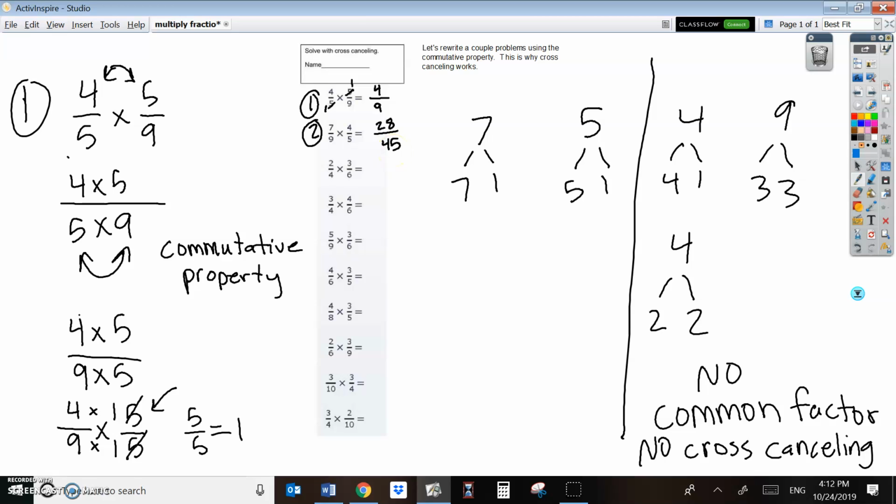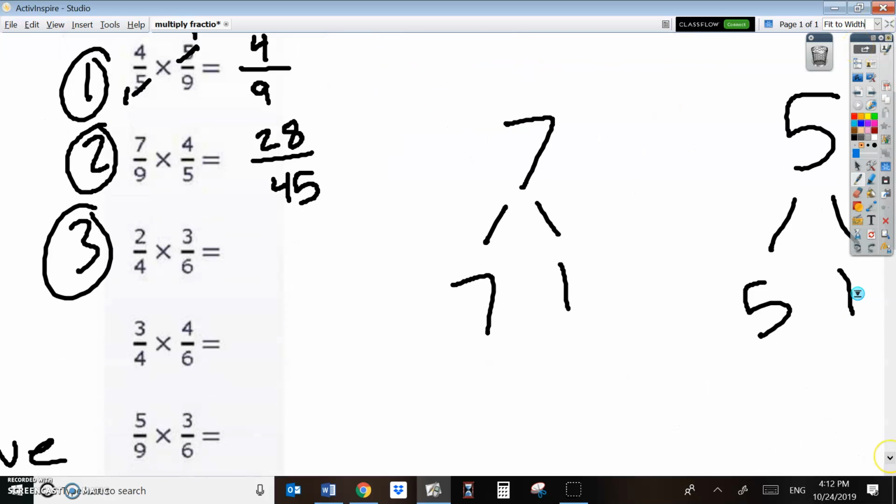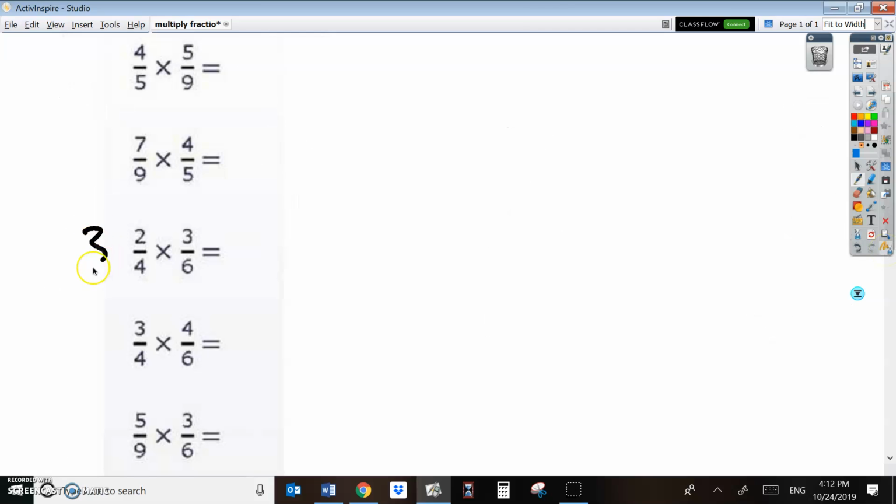Problem 3, you can simplify the 2 and the 4. Let's make this a little bit larger. Problem 3, we can simplify before we multiply. So the 2 and the 4, that can be made into a 1 and a 2, so that's 1/2. The 3 and the 6 can also be made into 1/2. 1/2 times 1/2 is 1/4.